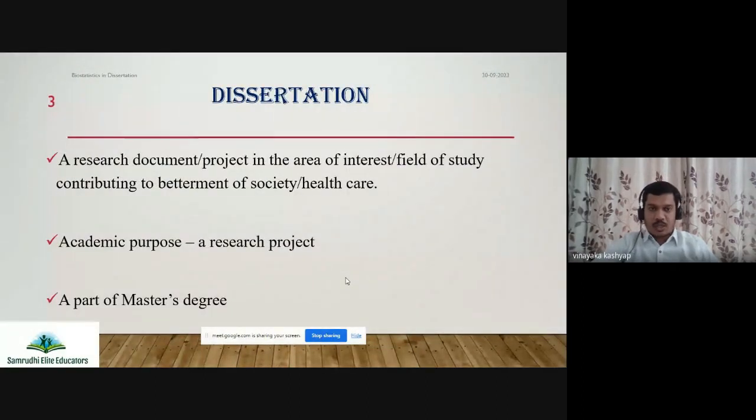So what is a dissertation? A dissertation is nothing but a research document, or a project in the area of interest of the student, or a field of study which contributes to the betterment of society or healthcare, or adds to the known knowledge. It is mainly used for academic purposes as a research project. Each and every student should know how to make a research document, how to write a thesis or dissertation, and later in his career he will be doing various research to contribute to the betterment of society. This is a part of the master's degree right now.